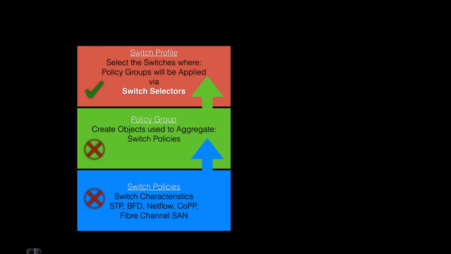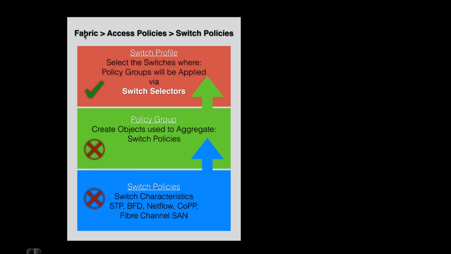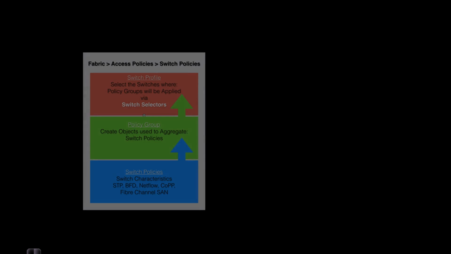And here's why. Inside of the switch profile, I'm going to create a number of switch selectors, just like I created interface selectors inside of the interface profile. Then I'm going to take my switch profile and my interface profile and connect them together. All of this is accomplished from the Fabric, Access Policies, Switch Policies section of the ACI graphical user environment. Now, I want to bring in the two components.